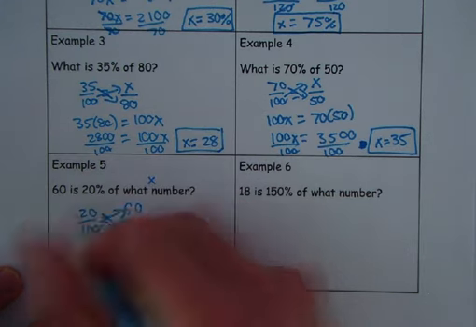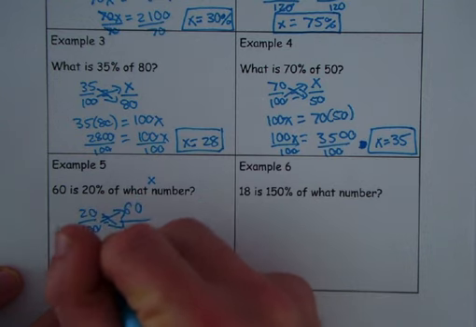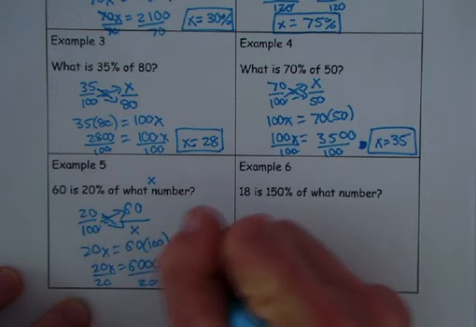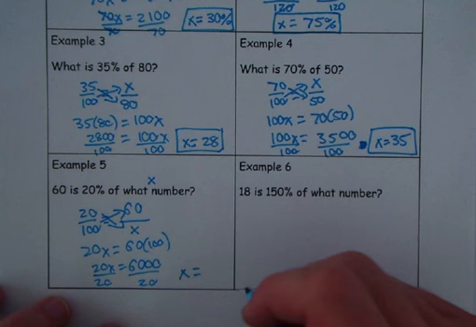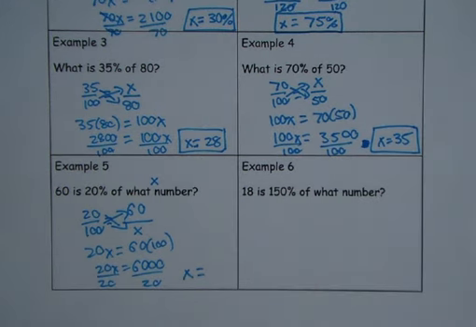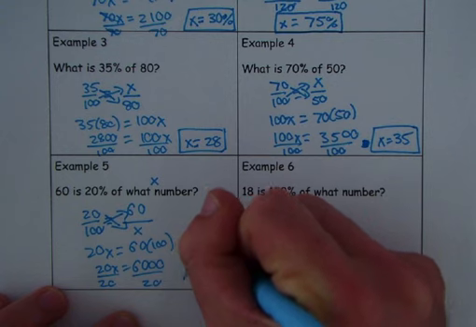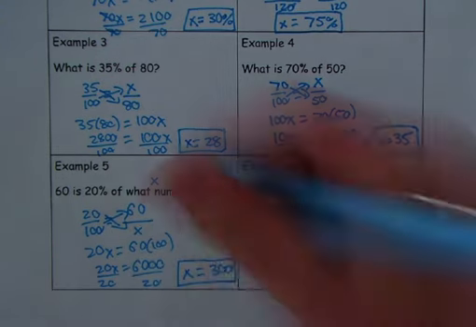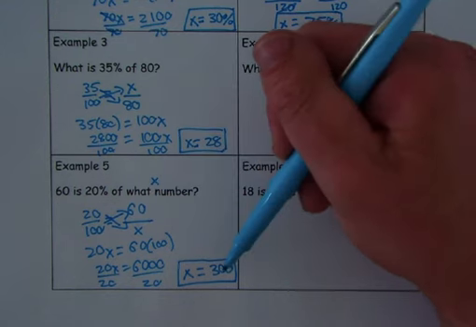Cross multiply. 20x equals 60 times 100. 20x equals 6,000. Divided by 20, x equals what? Well, 6,000 divided by 20 gives us 300. So 60 is 20% of 300. That makes sense, right? 20% is a fifth. A fifth of 300 is going to be 60.